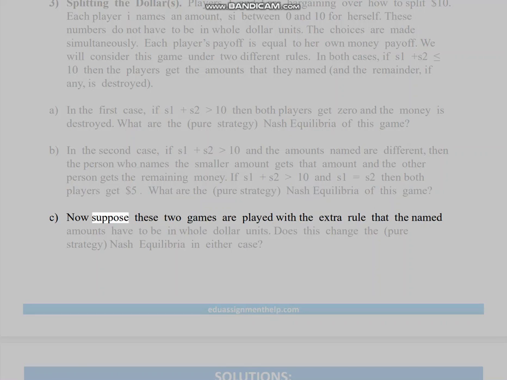C. Now suppose these two games are played with the extra rule that the named amounts have to be in whole dollar units. Does this change the pure strategy Nash equilibria in either case?